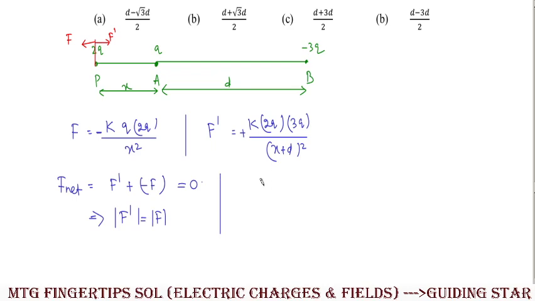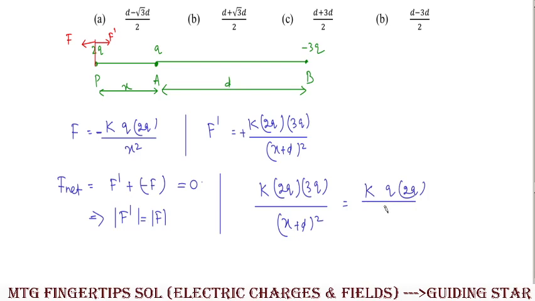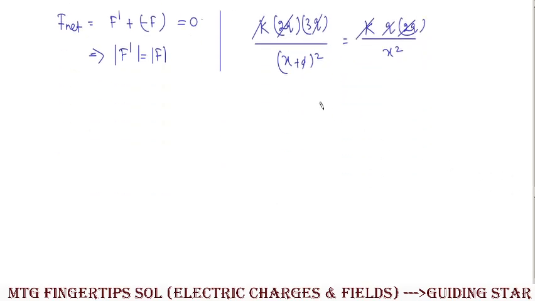That means what we can say, so F prime is k 2q into 3q whole divided by (x plus d) whole square, will be equal to k q into 2q whole divided by x square. So 2q k got cancelled, so how much will we be getting? And q will also get cancelled, so we will be getting over here, 3x square equal to (x plus d) whole square.